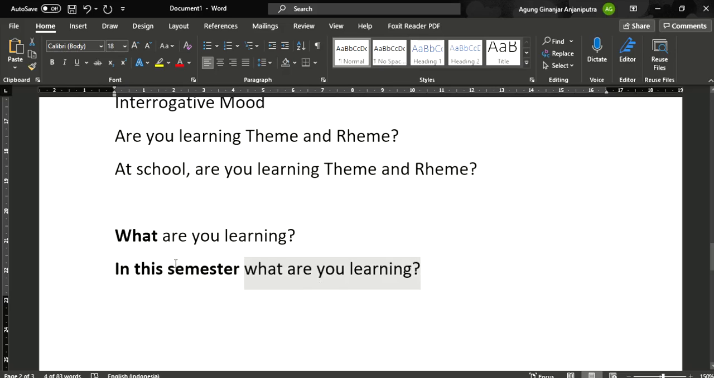Let's see the difference. Okay, so it means that in the first clause, what are you learning? Since the theme tells us what the text is going to be about, then it talks about what are you learning. What about what? But however, in the second clause, it talks about in this semester. That's the difference. Okay, that's about interrogative mood.